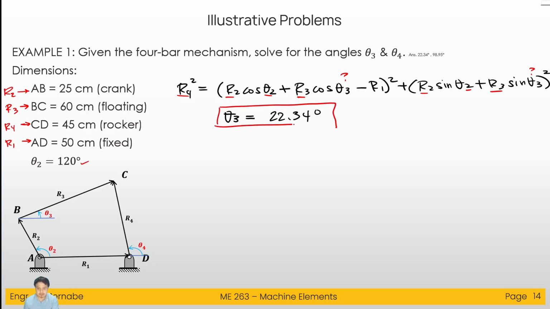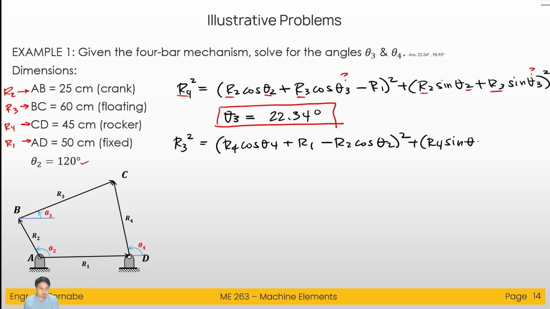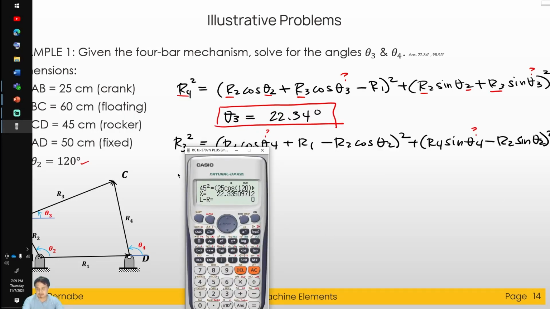It's that easy. And then for the other angle, we have a different formula: R3 squared is equal to (R4 cosine theta 4 plus R1 minus R2 cosine theta 2) squared, plus (R4 sine theta 4 minus R2 sine theta 2) squared, which I'll write down from my notes. So we want to determine theta 4. We'll do the same process.